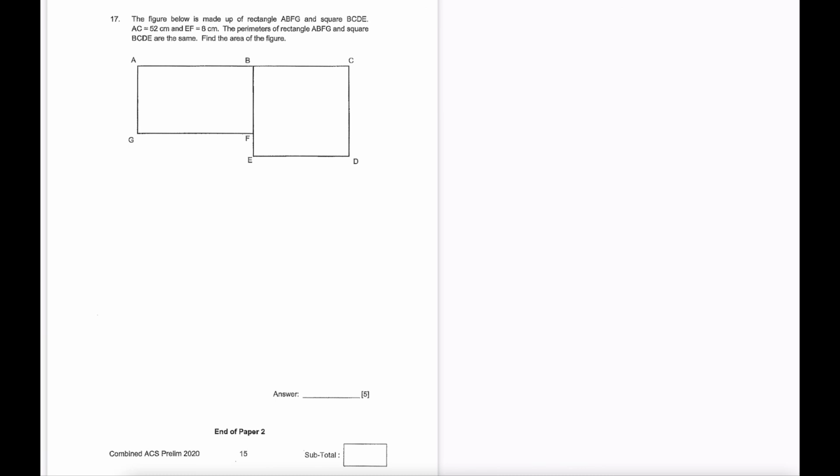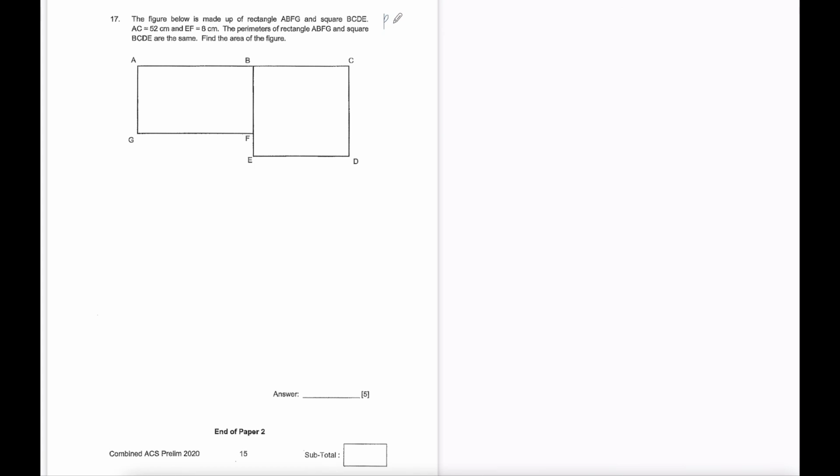Question 17. The figure below is made out of a rectangle ABFG and a square BCDE. AC is 52 cm and EF is 8 cm, and the perimeters are the same. Find the area of the figure. Okay, so let's start doing it first.